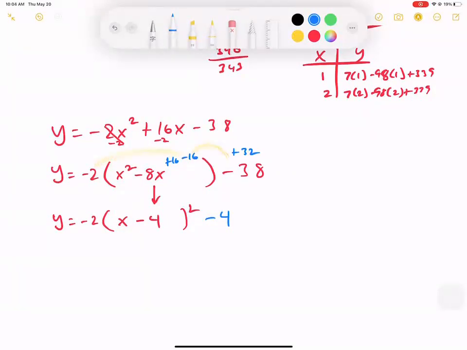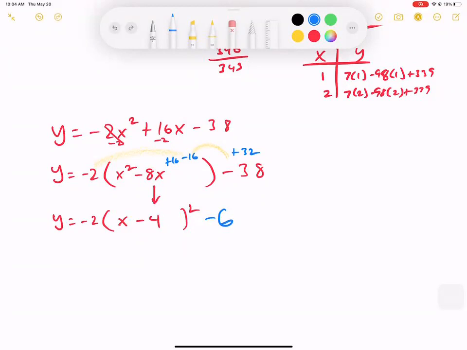Oh wait, no, I'm wrong. I miscounted. You're right, it was negative 6. I don't know why I said 4. You're totally right, a hundred percent. Negative 38 plus 32 is negative 6. I miswrote that. I have no clue why I wrote 4. Maybe I was just copying the 4 from here. Anyways, good job with that.